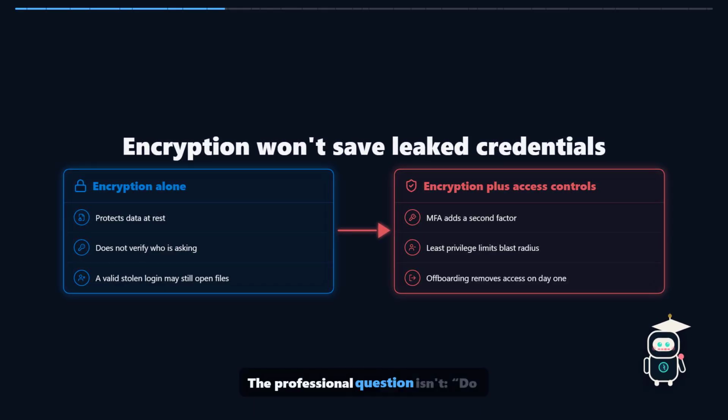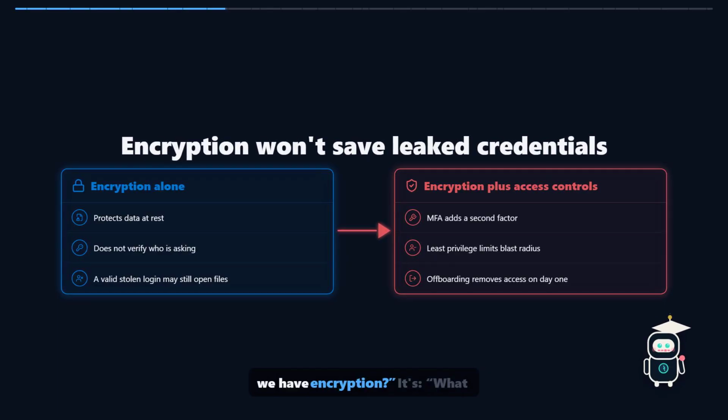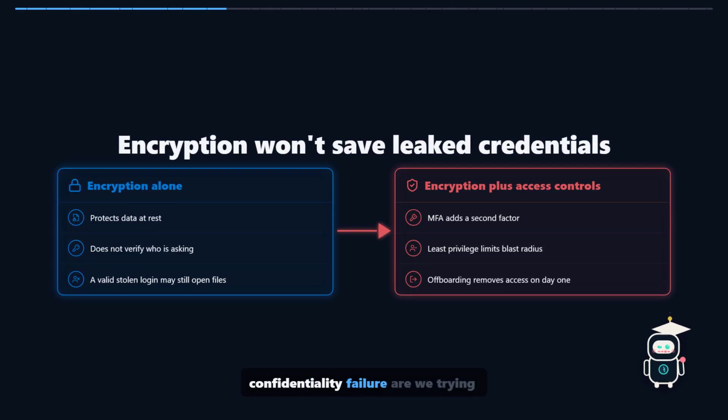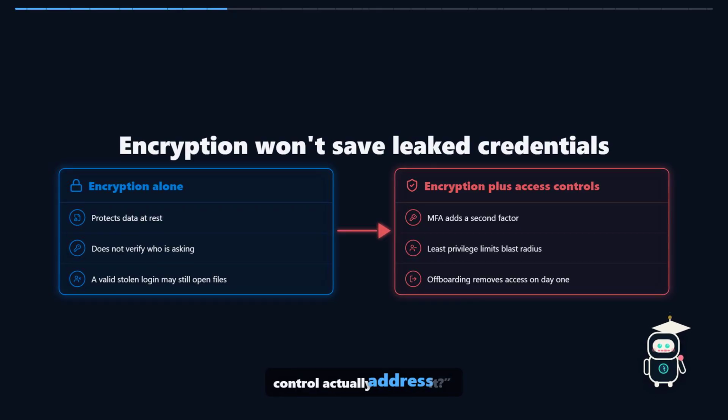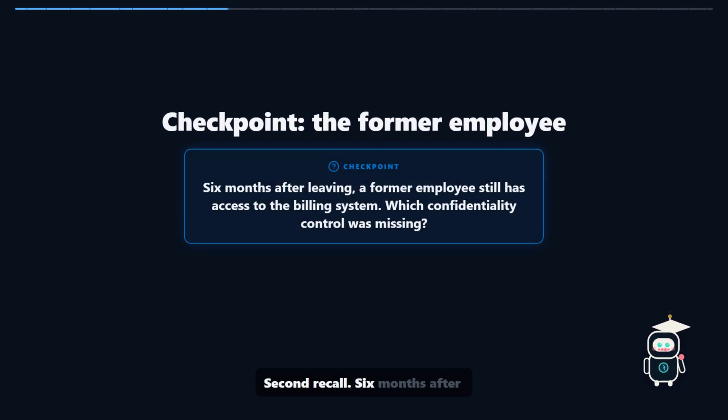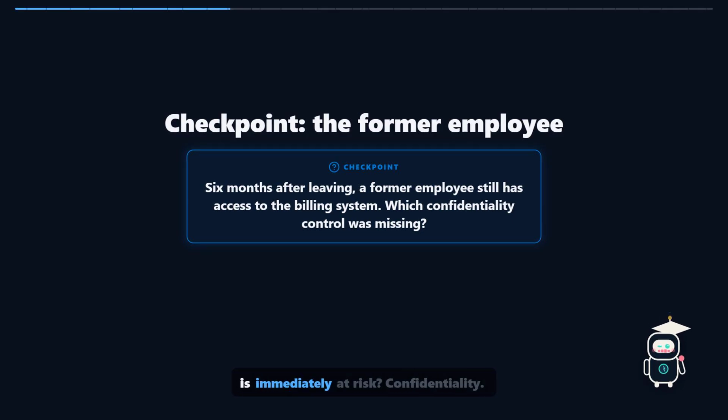The professional question isn't, do we have encryption? It's, what confidentiality failure are we trying to prevent, and does this control actually address it? Second recall. 6 months after leaving the company, a former employee can still access the billing system. Which CIA objective is immediately at risk?